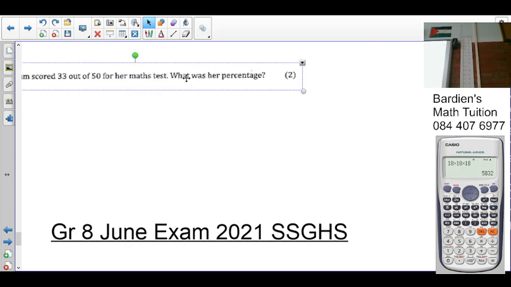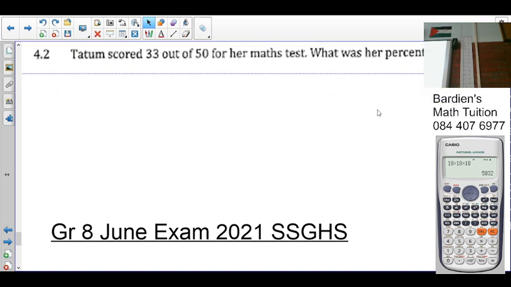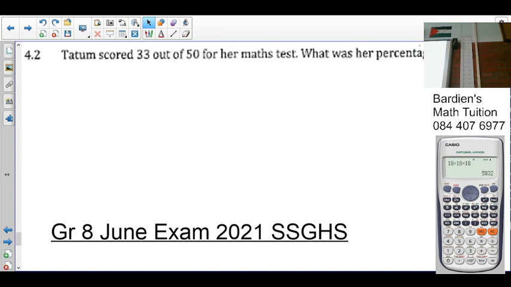Tumi scored 35 out of 50 for a maths test. Tumi is clever. Tatum. Oh. Tumi still coming, huh? Okay, my mistake. Tatum scored 35 out of 50 for a maths test.